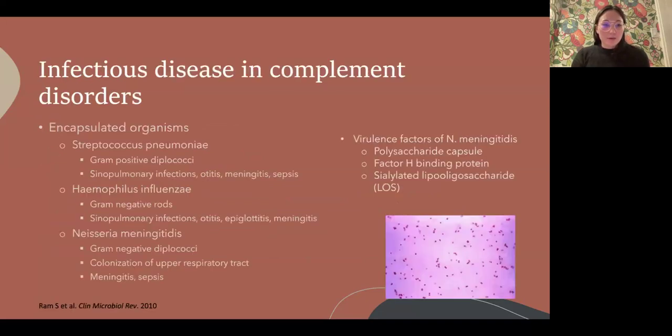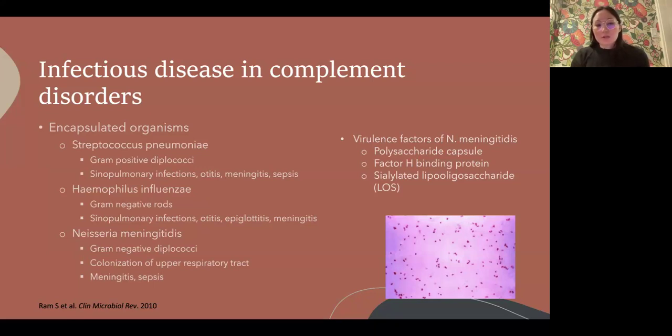So I want to pause here to talk about infectious disease in our complement disorders. So we always talk about the encapsulated organisms, the top most common being strep pneumo, H flu, and Neisseria meningitidis. I also mention these because you can vaccinate against them. But then there's also Salmonella, Klebsiella, Pseudomonas, and other bacteria that people can be susceptible to. And ultimately, all of these bacteria have a capsule that helps protect them against complement. Strep pneumo and H flu cause your sinopulmonary infections, and can cause meningitis and sepsis.